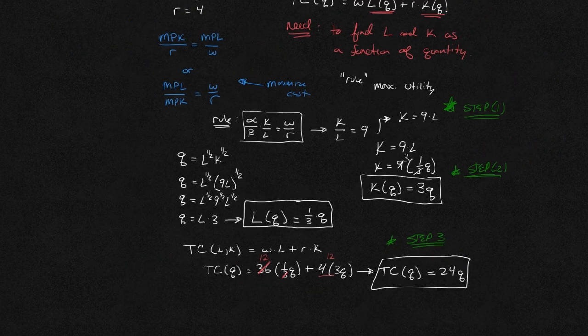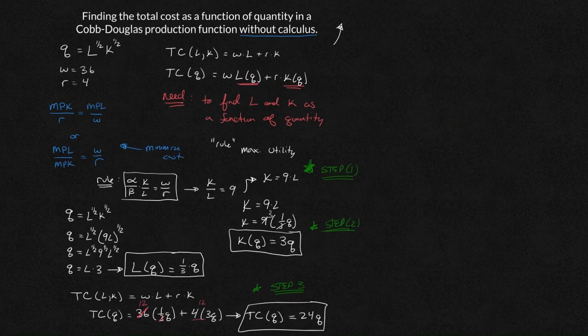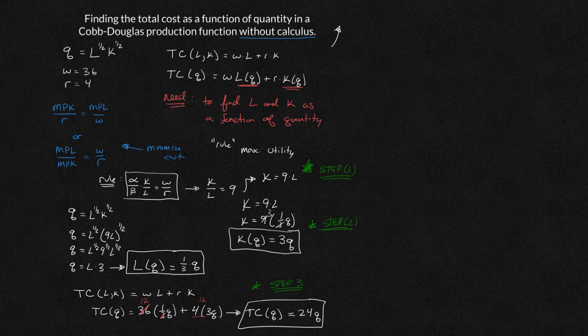So let's go ahead and look at this as a whole. I'll make this half of the screen. And let's remember what we're trying to do. The total cost is a function of quantity. We're not using calculus. I gave the production function and my wage and rental rate here. At the end of the day, what we're really trying to do is find L and K as a function of quantity so I can plug back into my original total cost. And that's what we did.